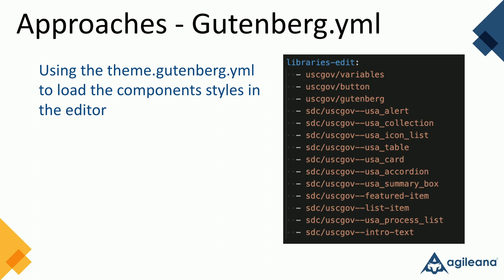In this case, we are reusing, as you could see, the pattern for the things that start with SDC/SDC/. This is like we are extracting the pattern from the single directory component, so we are not defining new libraries. We are just loading the single directory components libraries into the Gutenberg editor. So this is really easy, and you can decide which Gutenberg you want to include in the editorial part.